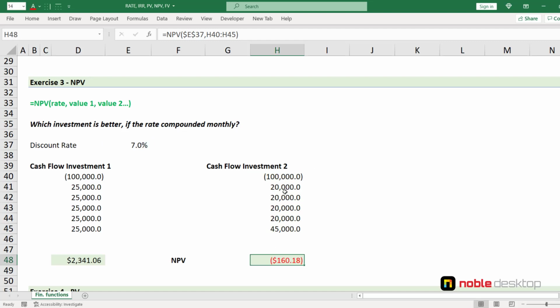And I can see that my NPV for the second investment is negative $160.18, meaning that my second investment is not a good one. So I would pick the first option in that case scenario.